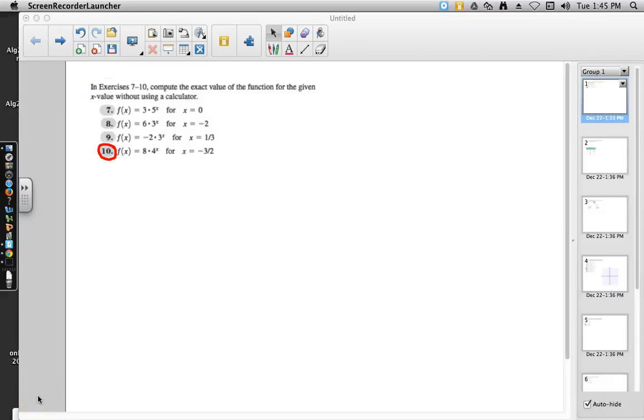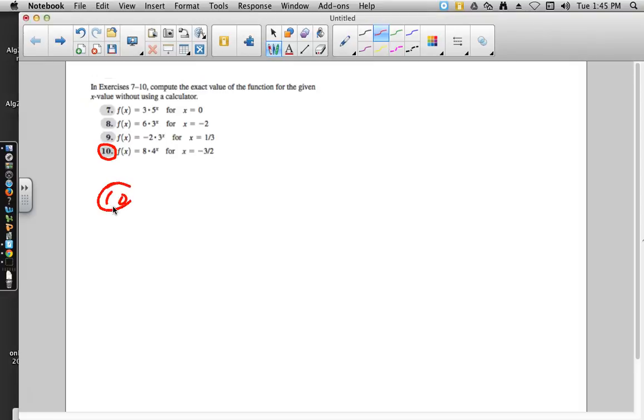These are the pre-calculus frequently asked questions for section 3.1, day 1. I'm going to start with number 10. And 10 says we are to compute the exact value of the function for the given x value without using a calculator. So we have f of x equals 8 times 4 to the x, but our x is supposed to be -3/2.